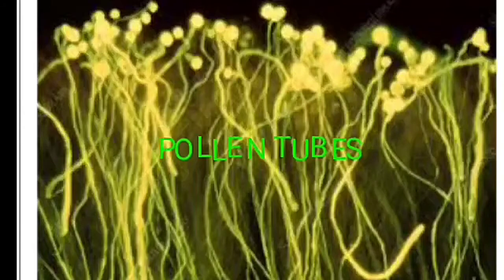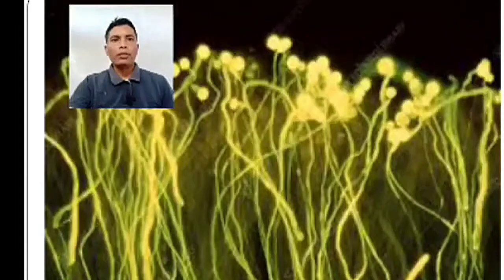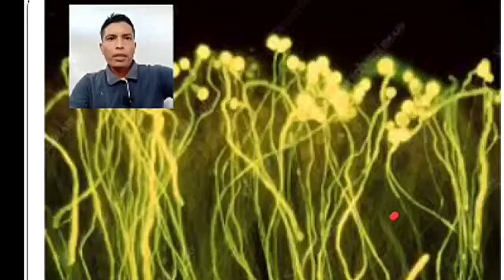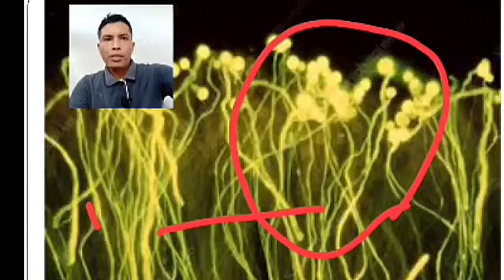In flowering plants, pollen grains are carriers of the male gametes, and male gametes are non-motile in flowering plants. So pollination facilitates transfer of pollen grains to the stigma, right? This picture shows pollen tubes. These pollen tubes carry male gametes, right? Now let us know about fertilization.